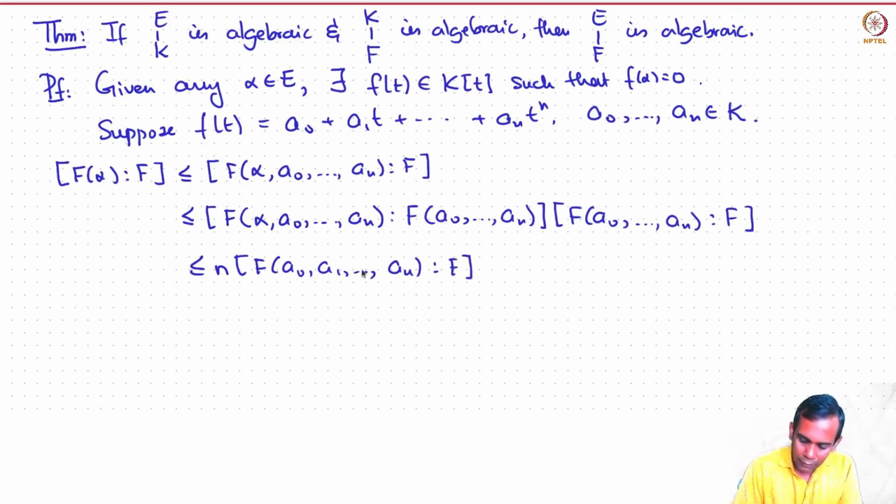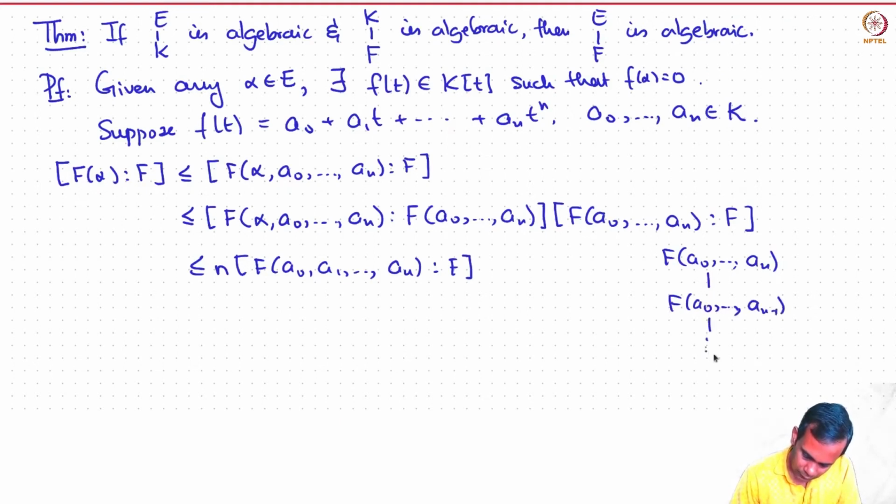And this fits into a tower of finite degree extensions. We have F(a_0, ..., a_n) over F(a_0, ..., a_{n-1}) all the way down to F, and the degree of this is less than or equal to the degree of a_n over F, because the degree of a_n over F(a_0, ..., a_{n-1}) is less than or equal to the degree of a_n over F. If it satisfies a polynomial of a certain degree in F, that polynomial can be regarded as a polynomial in F(a_0, ..., a_{n-1}). So this is finite, all these steps are finite, and so this is finite.